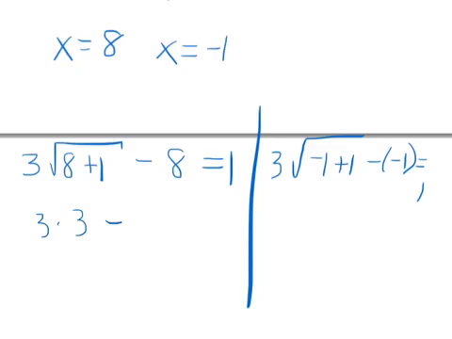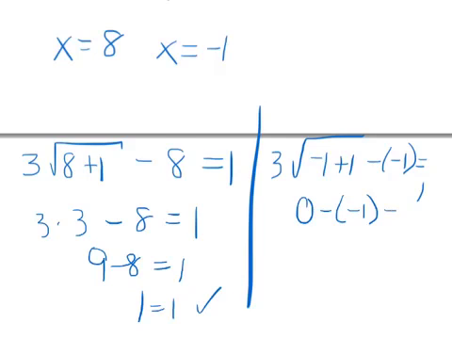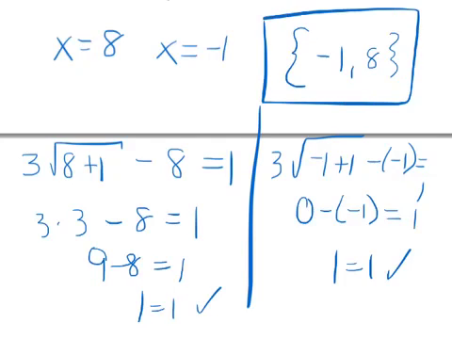Three times 3 minus 8 equals 1. 9 minus 8 equals 1. That is true. Okay, so that's one of our solutions. Again, that's checking answer 8 on the left. Now let's check the negative 1 on the right. Negative 1 plus 1 is 0, right? So this is going to become 0 here. 0 minus negative 1 equals 1. Well, that is 1. Okay, they both work. So far, we have not had to reject any solutions.